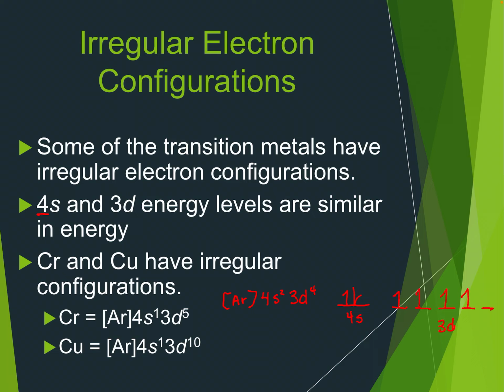So it's got a full 4s energy level, but then it has partially full 3d orbitals. And we know that orbitals are particularly stable when they have either half full or completely full sublevels. So instead what we do is we move one of those electrons from the 4s and we stick it in that last 3d orbital.